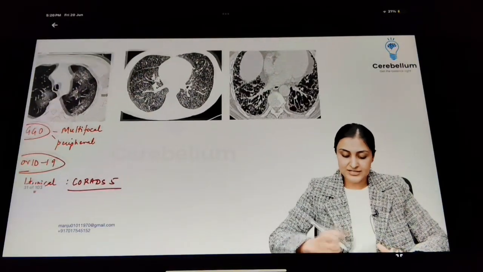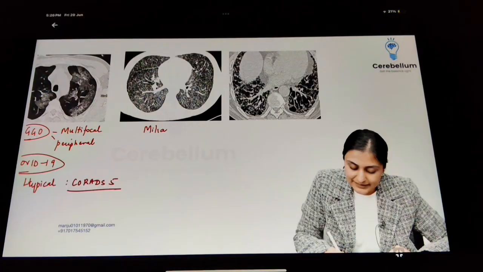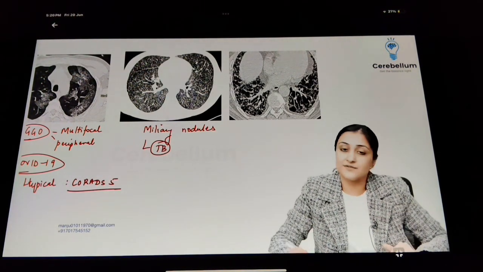Look at the next HRCT. We can see that there are multiple small millet-shaped nodules. This is what we call miliary nodules. So miliary nodules, remember, the first possibility in case of fever, infective symptoms is always, always tuberculosis.